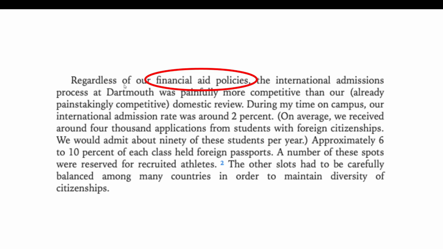Basically, because of the financial aid policies, the international admissions process at Dartmouth was more competitive than the domestic review. This is pretty important because it shows that, yes, financial aid and financial need does actually play a role in the acceptance rate. So if you're a student who has a lot of financial need, then it's going to be a lot harder for you to get in compared to an international student who is basically a full-pay student. They can pay for everything themselves. So that makes the international admissions process more competitive.